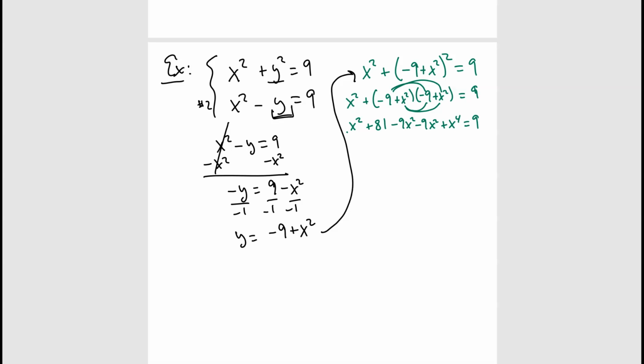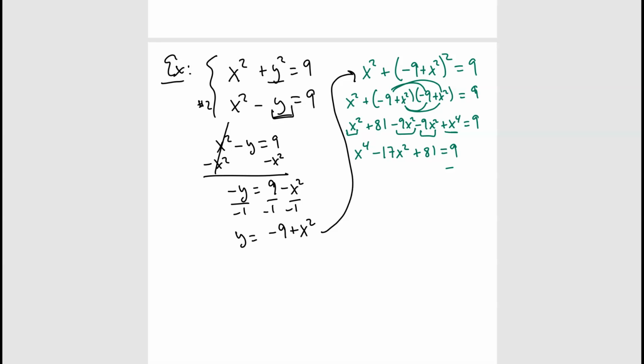Okay, so now I have an x to the fourth. I'm going to write that first. I have an x squared here, an x squared here, and an x squared here. And what this is going to give me is negative 17x squared. And then positive 81 is equal to 9.